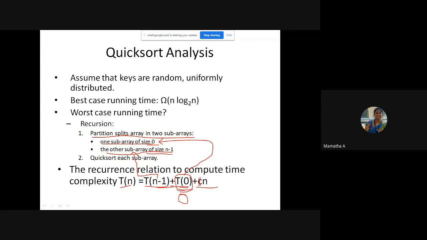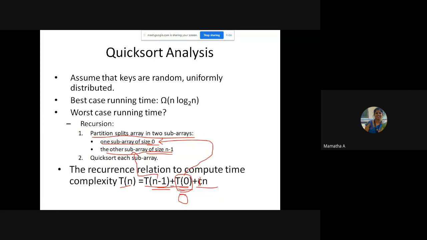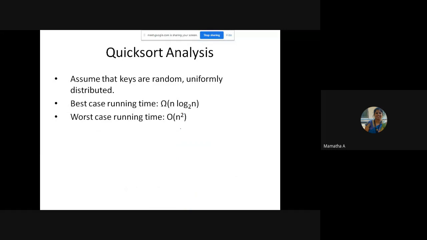So you cannot apply master theorem here. You should apply the backward substitution method. If you apply backward substitution, as we have already dealt with such problems, you will get a time complexity of n square. It belongs to the order of growth of n square. You can observe that the best case will take n log n and the worst case will take n square. Are you all understanding?